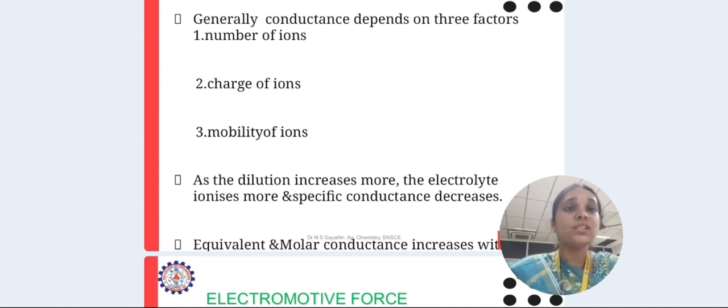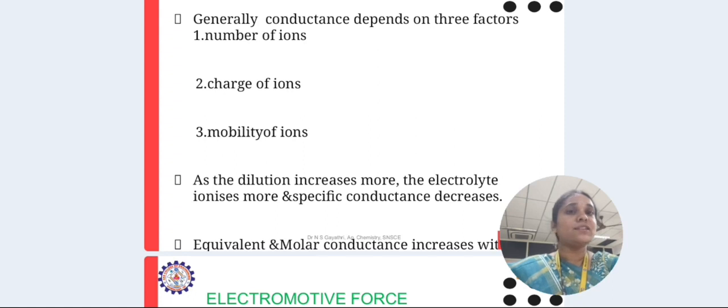As the dilution increases more, the electrolyte ionizes more and the specific conductance decreases, and the molar and equivalent conductance increase with the dilution increase, but the specific conductance alone decreases while dilution increases.